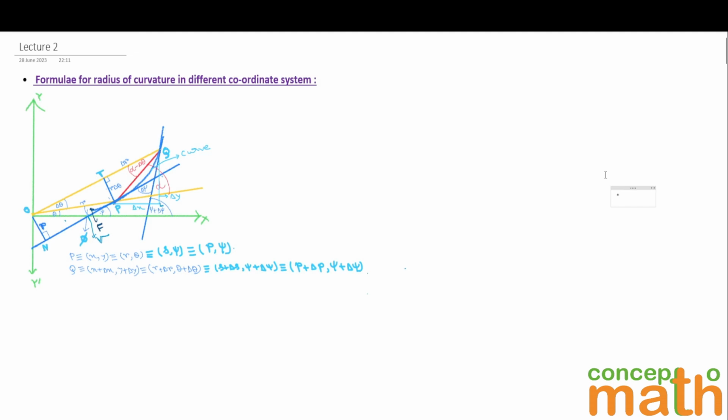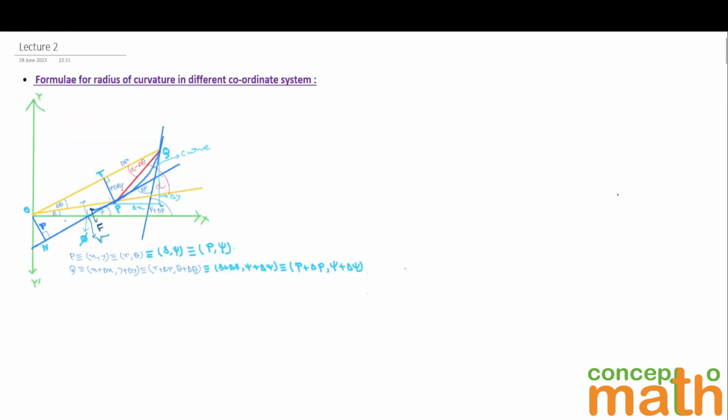So welcome viewers in the lecture series for the course BSM 101 Mathematics 1 under AICTE and course code BSM 102 Mathematics 2B under Maulana Abul Kalam Azad University of Technology. So in today's lecture 2 we will establish the formula for radius of curvature in different coordinate systems.